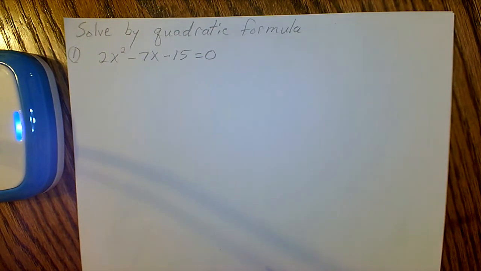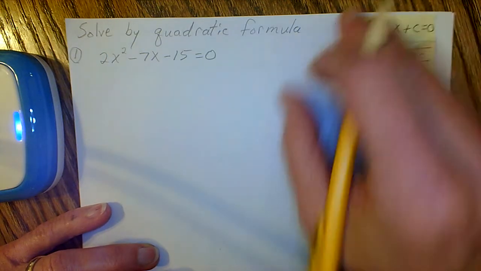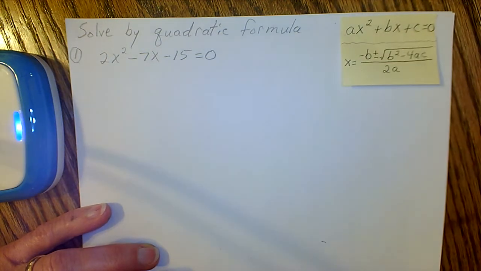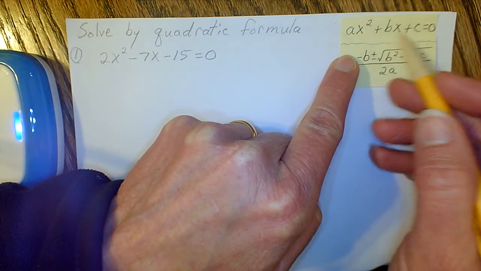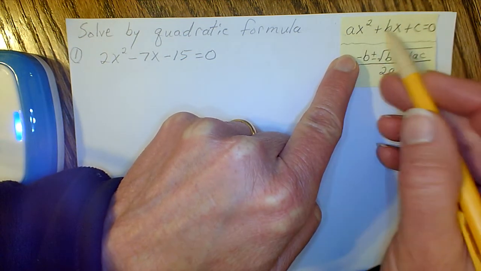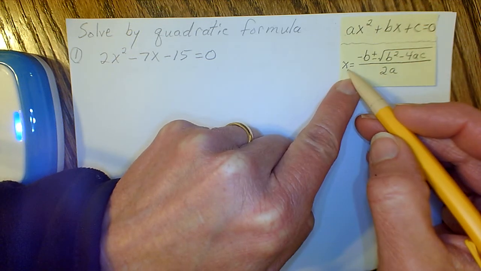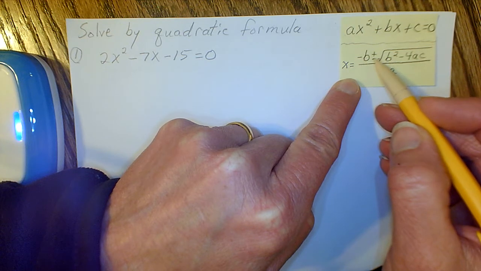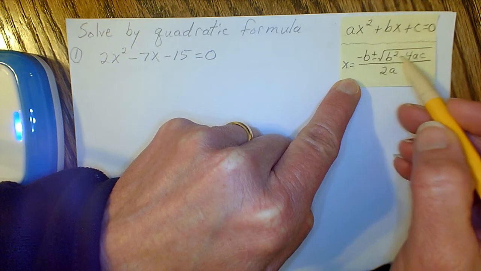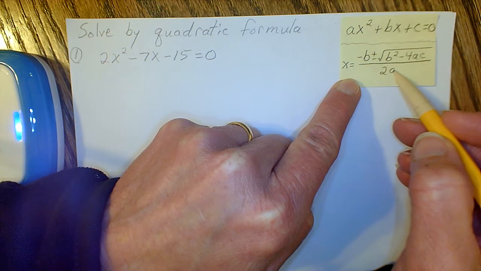Let's look at how we would solve a quadratic equation using the quadratic formula. The quadratic formula is used to solve equations that are in the form ax squared plus bx plus c. Here a, b, and c would all be real numbers. And the quadratic formula would say that our x is equal to negative b plus or minus the square root of b squared minus 4ac over 2a.